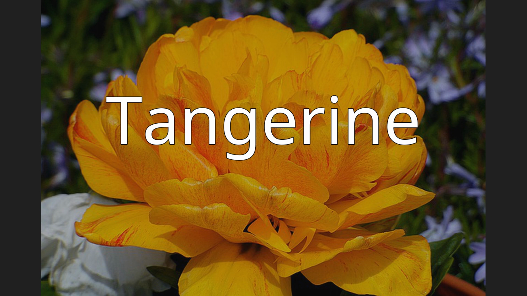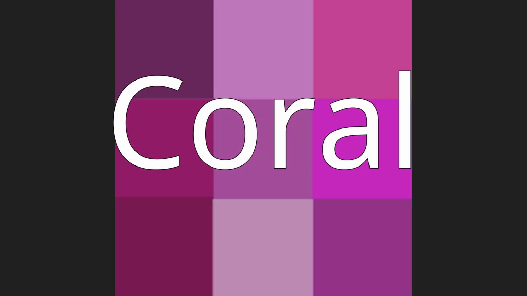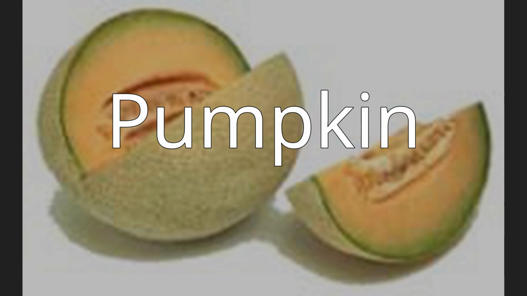Tangerine. The first recorded use of tangerine as a color name in English was in 1899. Coral. The web color coral is a shade of orange. The first recorded use of coral as a color name in English was in 1513. Pumpkin. Pumpkin is a color that resembles pumpkins. The first recorded use of pumpkin as a color name in English was in 1922. Pumpkin orange is used with black for Halloween decorations.